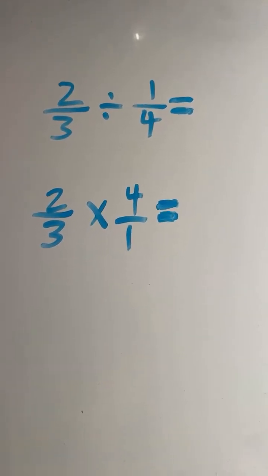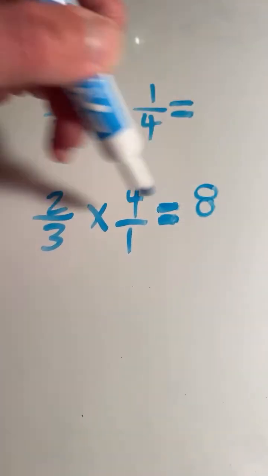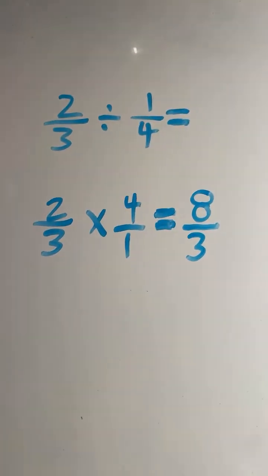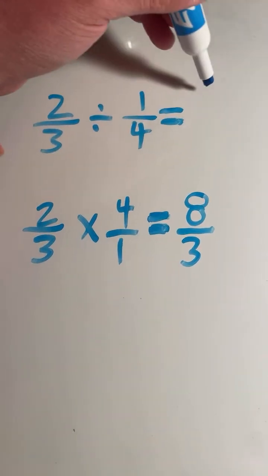So now it's basically changed into a multiplying fractions problem. 2 times 4 equals 8. 3 times 1 equals 3. And we have our final answer, 2/3 divided by 1/4 equals 8/3.